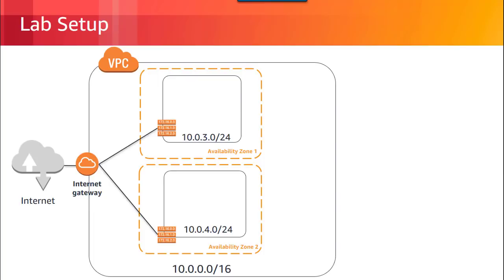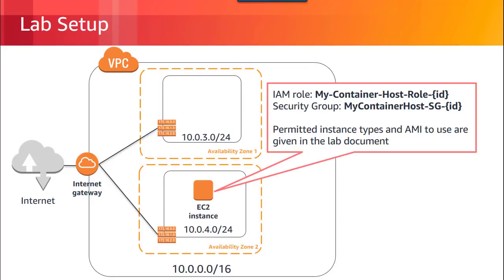These subnets are public subnets that can route traffic to the internet. And what you're going to do is to start an EC2 instance with Windows container support in one of these subnets. To this instance, you need to attach a special IAM role called my container host role, and that has enough permissions to invoke certain actions on Amazon ECS and Amazon ECR. You also need to attach my container host security group, which is created as part of this CloudFormation provisioning, and that will allow you to RDP into this instance.